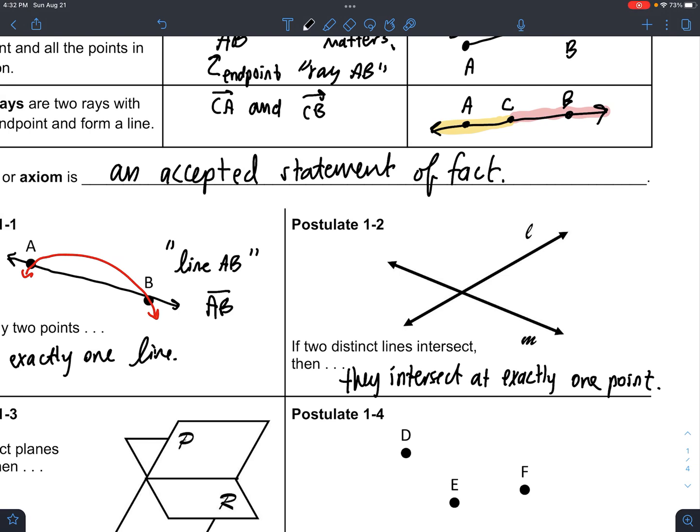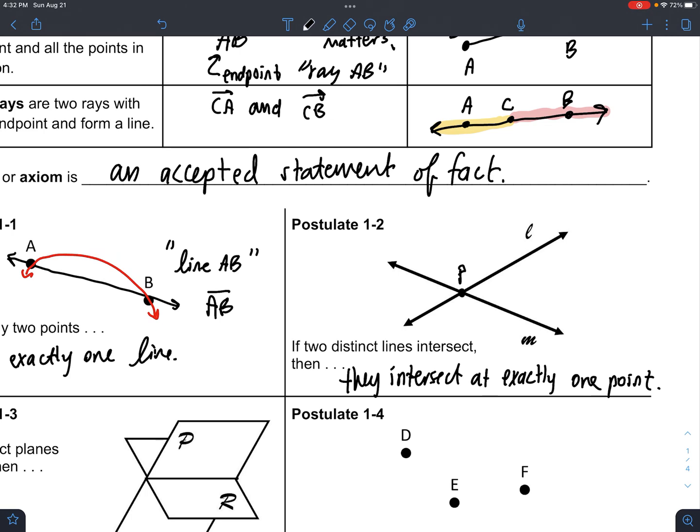So when it says if 2 distinct lines intersect, there's a lot of info that's happening there. One is that there are 2 different lines, and 2 is that those lines that we're talking about in this statement, they intersect. And if those 2 conditions are met, then we know for certain that they intersect at exactly 1 point. And we know what point that is too. It's the point right here. So maybe like point P.